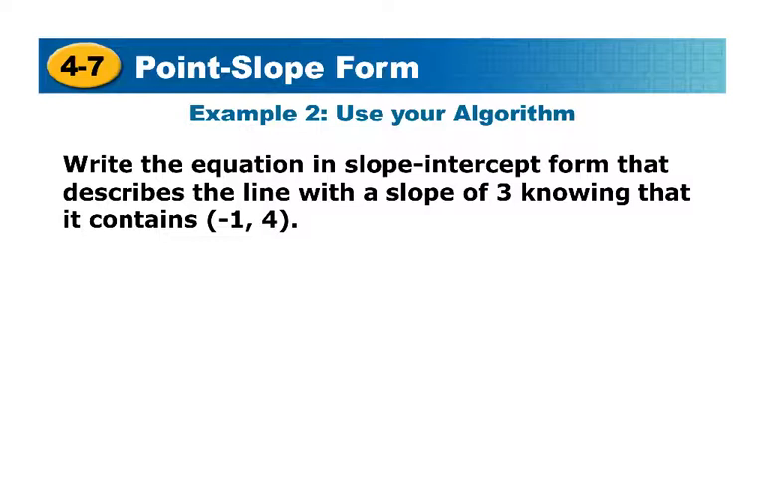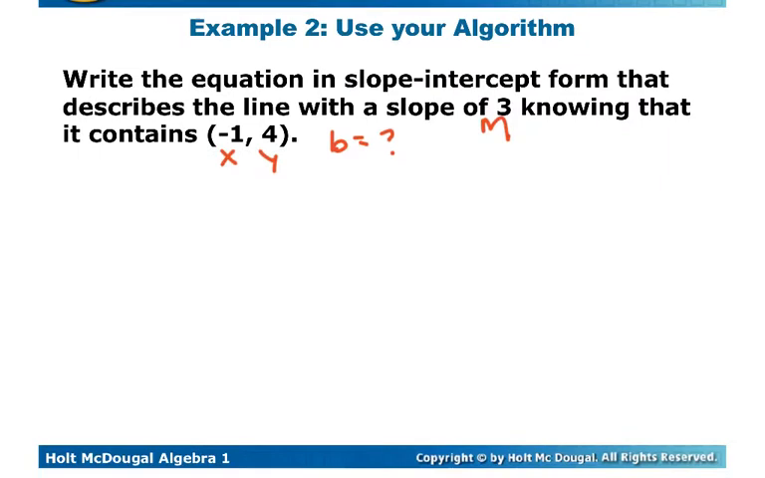So in our next example, we've got our slope, which is m, and they give us an x and a y, and again b we don't know. So then we go ahead and write our y equals mx plus b, and fill in our y, which is 4, our m, which is 3, and our x, which is -1.